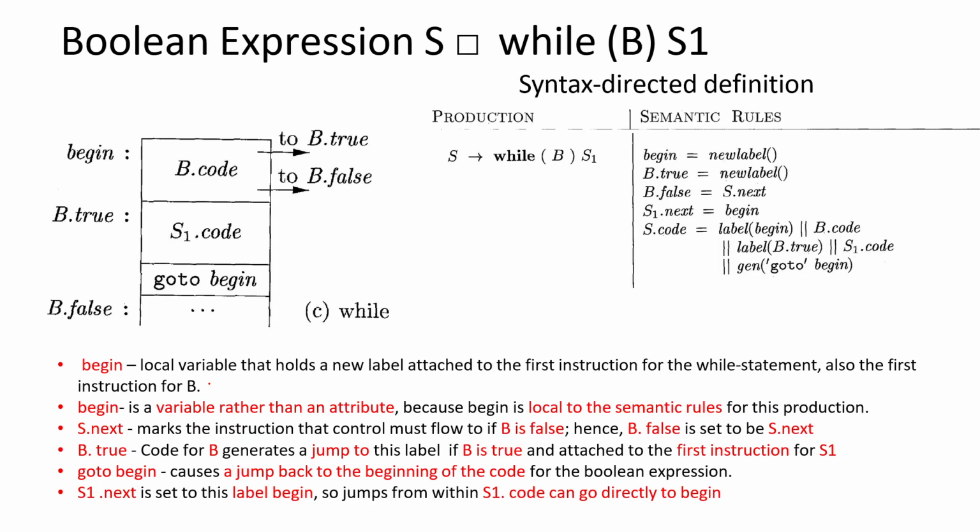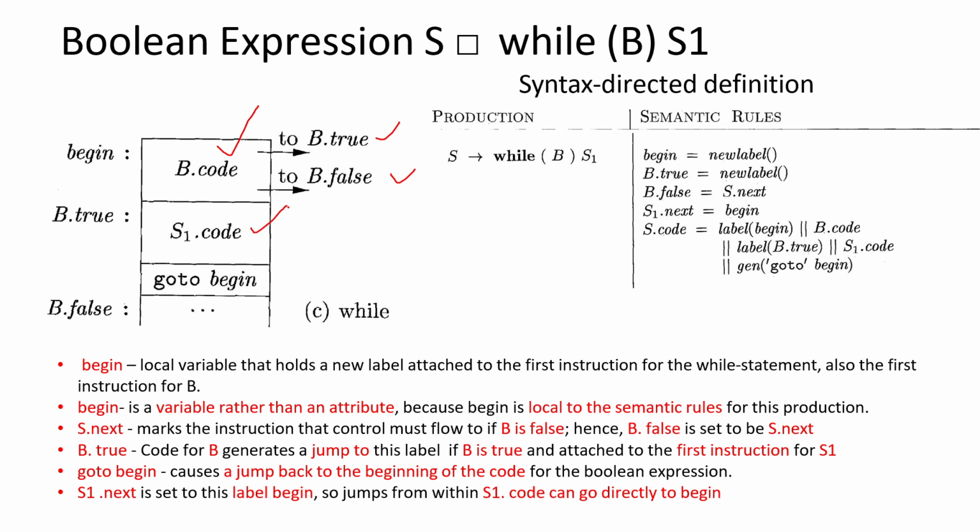Next one is the while boolean expression, that is, s points to while of b comma s1. As we all know, in a while loop, it will evaluate the condition. If the condition is true, the statement s1 will be executed. If it is false, only then it will go to s.next. Again we have b.code, and in b.code we have two possibilities: the condition may be true or false, b.true and b.false. If the condition is true, s1.code will be executed.